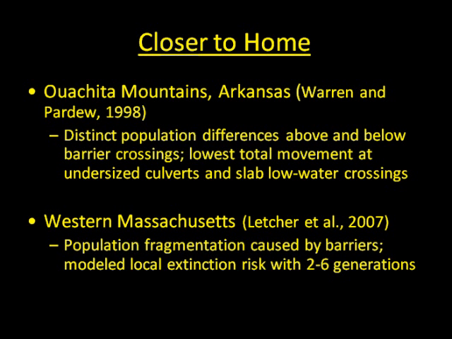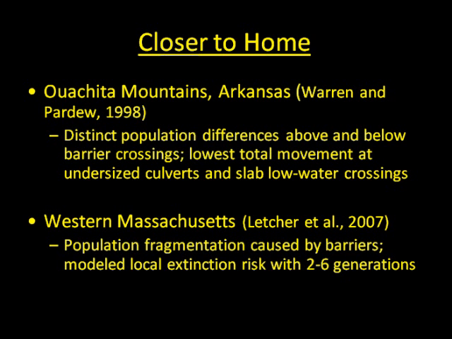Other studies closer to home in the Midwestern and Eastern United States highlight the effects of stream crossings on aquatic ecology as well. Warren and Pardue looked at a number of road crossings in the Ouachita Mountains in Arkansas and found marked population differences above and below crossings. They also suggest that undersized culverts and concrete slab low water crossings presented the most significant passage barriers to all species.